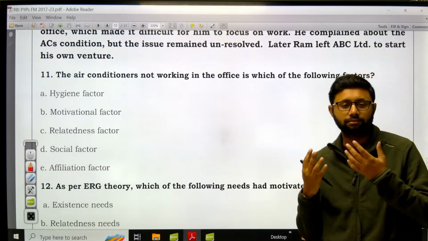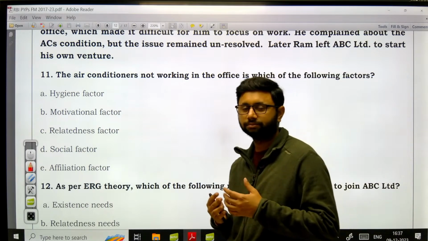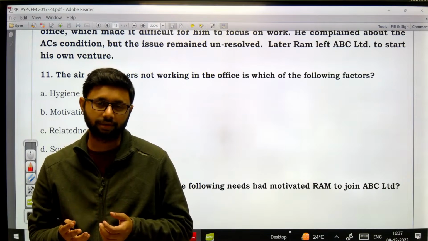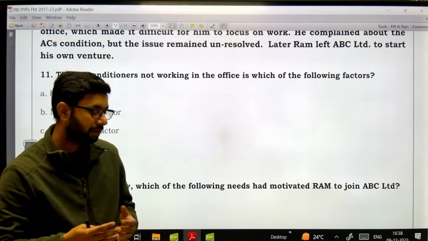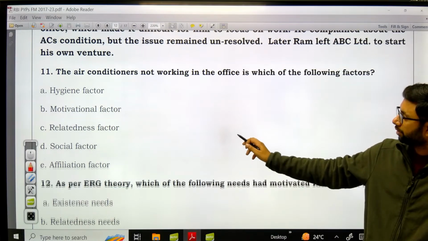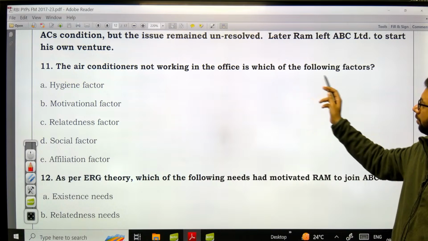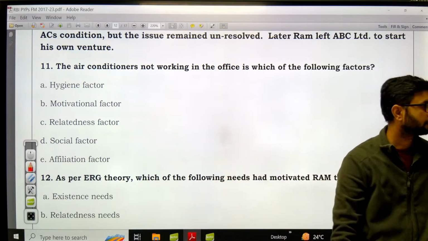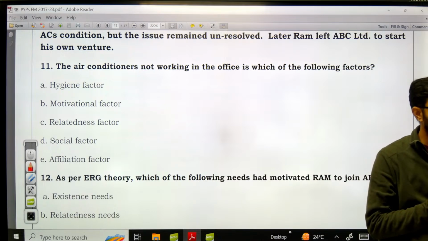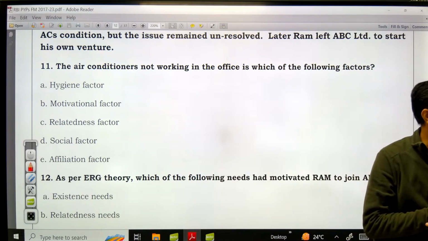So the guy is actually laterally hired and he's not very welcome by his colleagues because they think that he is an outsider, and he's not only facing behavioral issues, but he's also facing other issues. So what do you think the answers to these questions are? The air conditioners not working in the office is which of the following factors? This should be an easy one. Everyone.